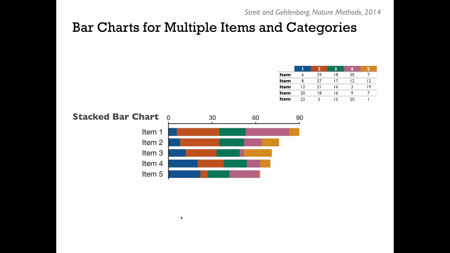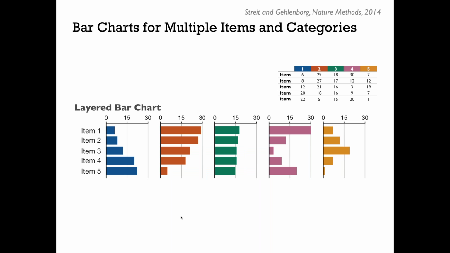The first one, for item 1, has a value for the green one of 18, and in item 5, the value for the third category is only 15. But to see that is not that straightforward because these are not aligned to each other. So this visualization might work well if you're primarily interested in the total. But if you care more about the contributions of these categories across the items, we can answer that question very easily when we use something called a layered bar chart, where we have multiple bar charts.